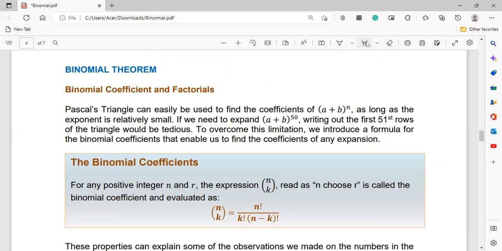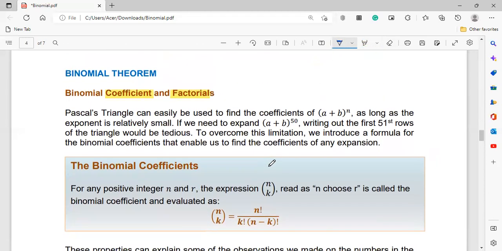Okay, so there is what we call the binomial theorem. And before that, we have what we call binomial coefficients and factorials. So we're done with the factorial. Ngayon, we're going to apply. When we say binomial coefficients, we're making use of the combination rule. For any positive integers n and r, the expression a n taken r, or n choose r, is called the binomial coefficient, and it is evaluated the way we evaluate combination.